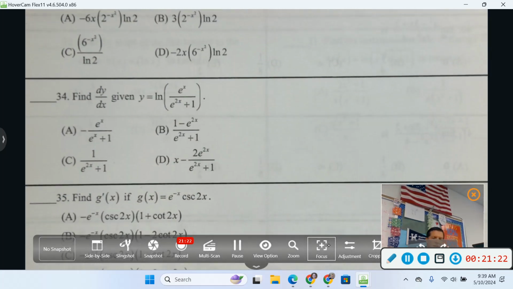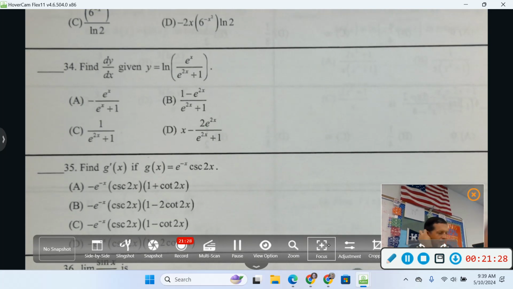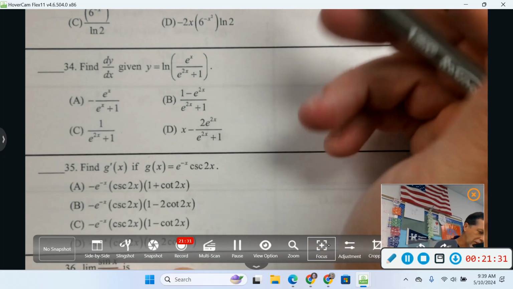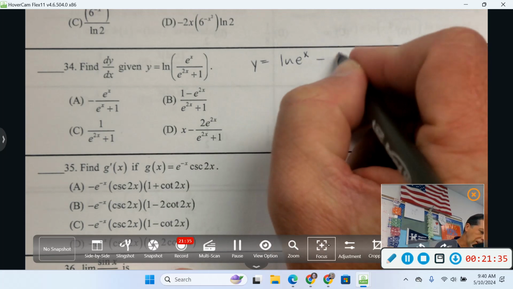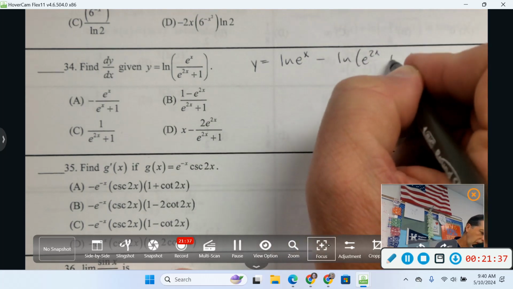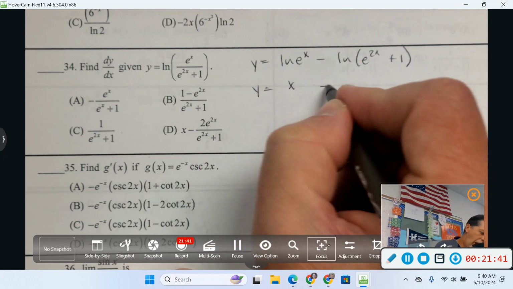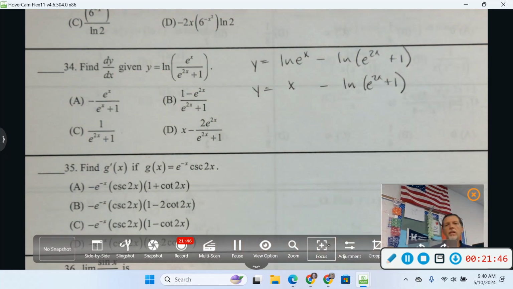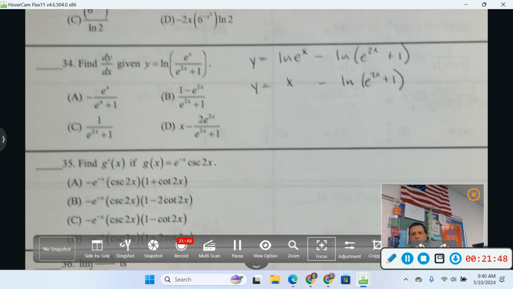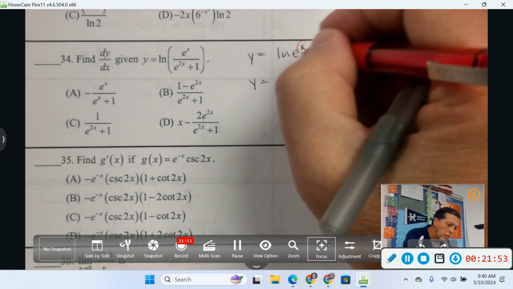34. Find the derivative. Another one where you could pick the longest one and hope for the best. But I don't know that there's an obvious answer doing that way. I'm going to do algebra again. So split it up using log rules, and then again properties of log.